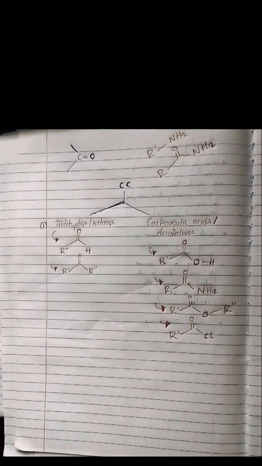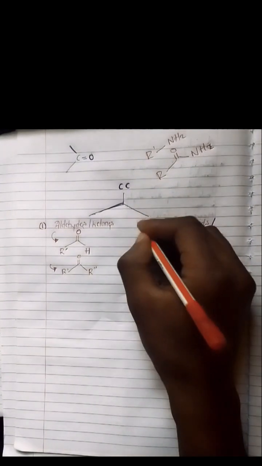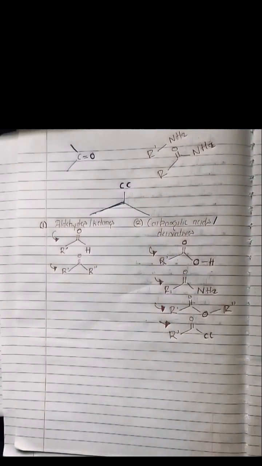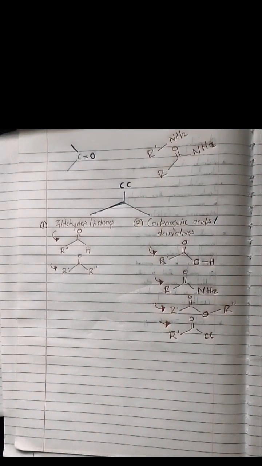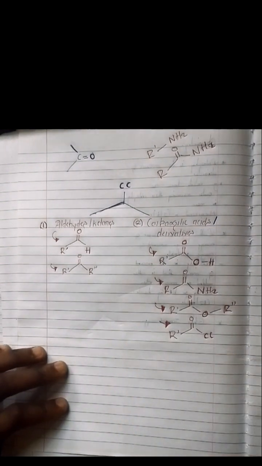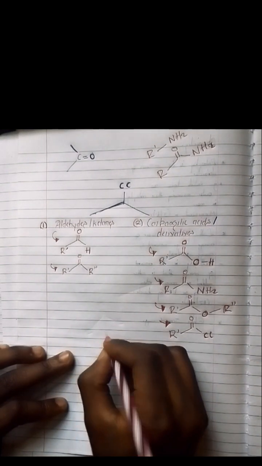You just need to know they are categorized in two. You have the aldehydes and ketones on one side, and then you also have your carboxylic acids and the derivatives of carboxylic acids. The next thing we can discuss is the types of reactions.